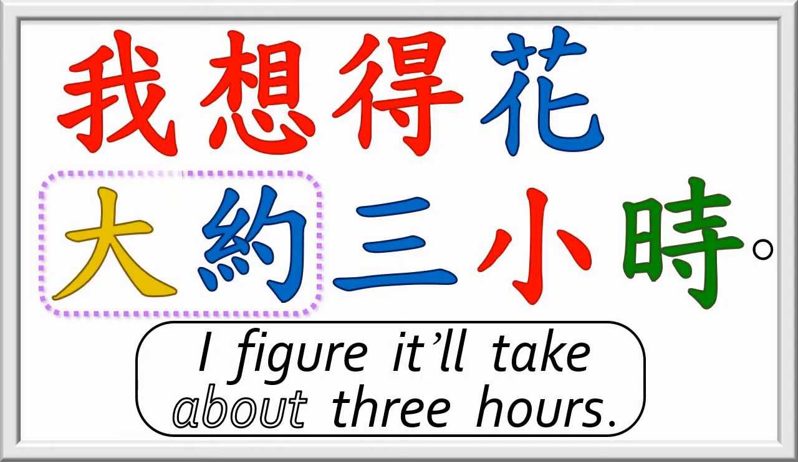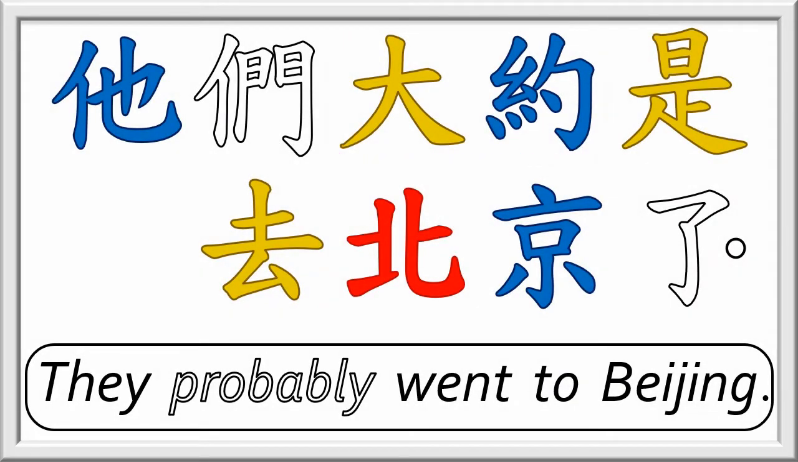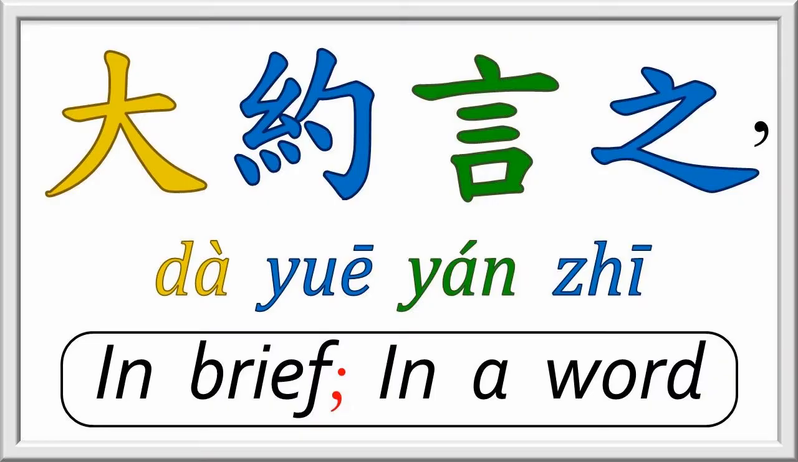我想得花大约3小时. I figure it'll take about 3 hours. 他们大约是去北京了. They probably went to Beijing. And here is a somewhat formal expression indicating a summary is about to follow. 大约言之. In brief, in short, in a word.